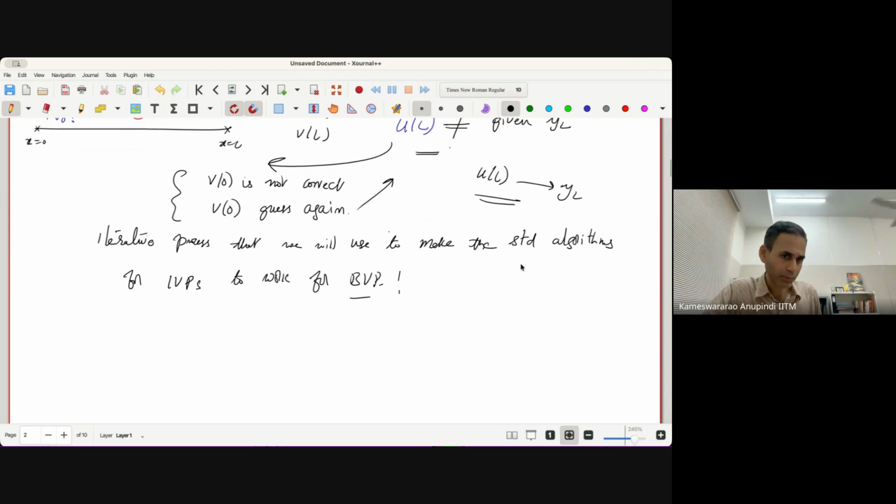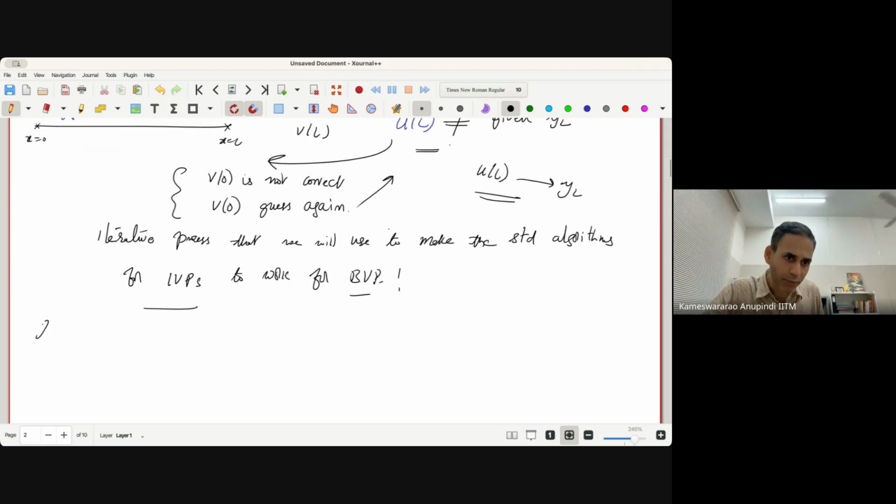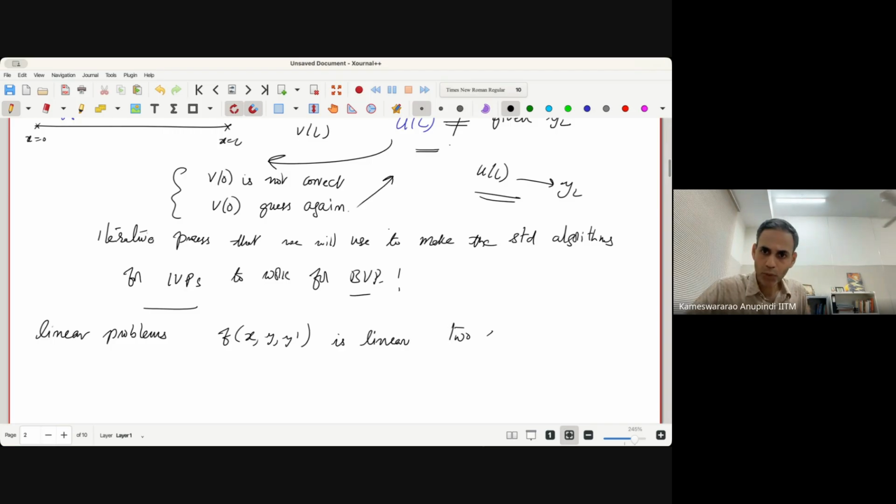So it turns out if you have linear problems, that means if the function f(x, y, y prime) on the right hand side is linear, then we just need 2 steps or 2 iterations, and we will be able to solve for the solution in just 2 iterations. We don't need anything more than 2 iterations.